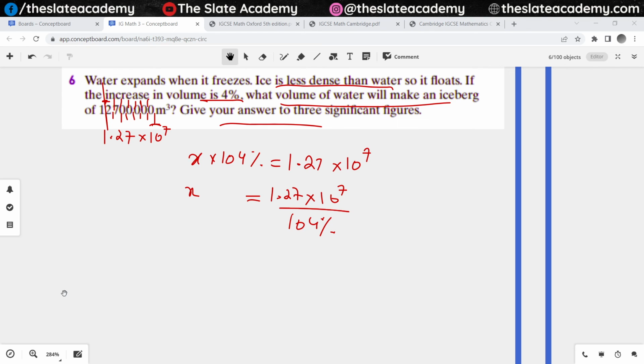So now 1.27 into 10 to the power 7 divided by 104%. What's the answer? What is the answer? Call it out. 1,221,1,538. So this is the answer, and they are telling me to keep this answer up to three significant figures. So what are the three significant figures? 1, 2, 3. So this will become 122, and the rest will become 0.